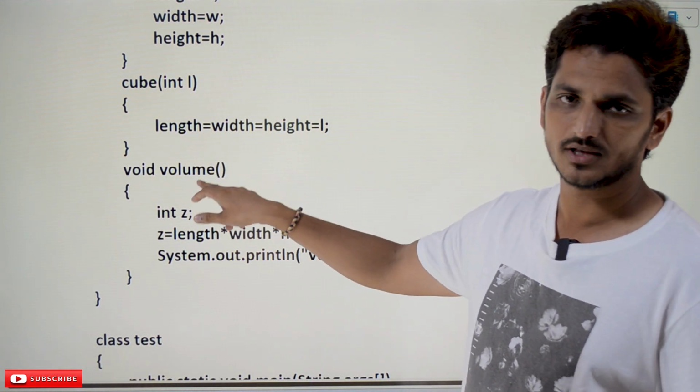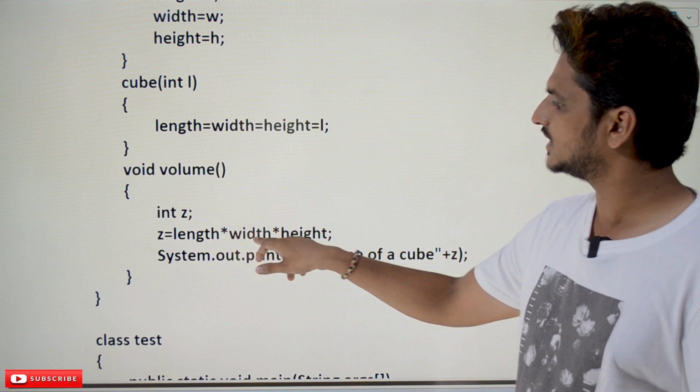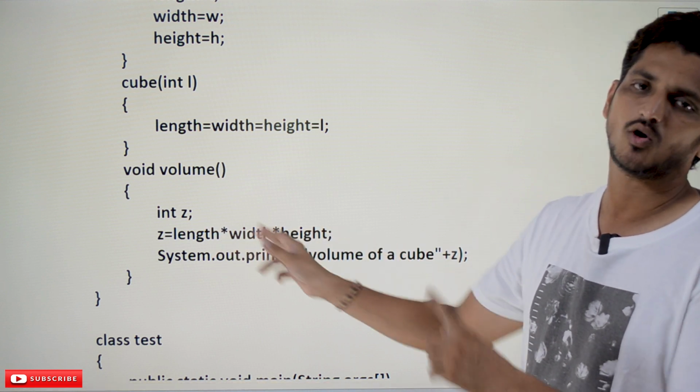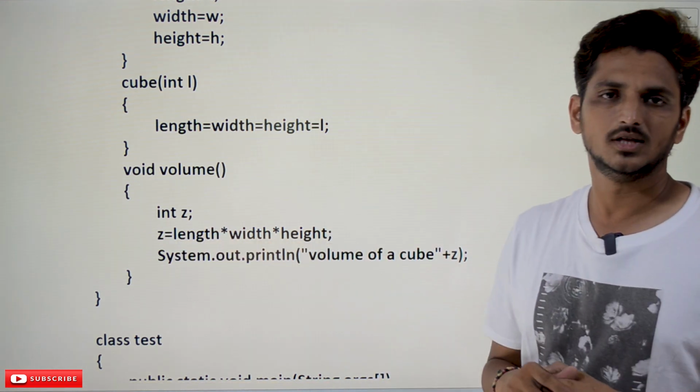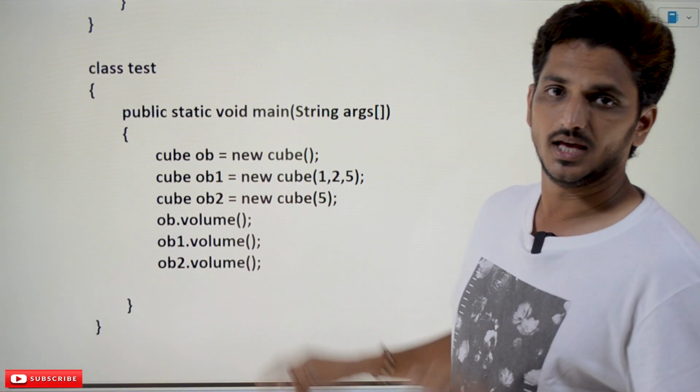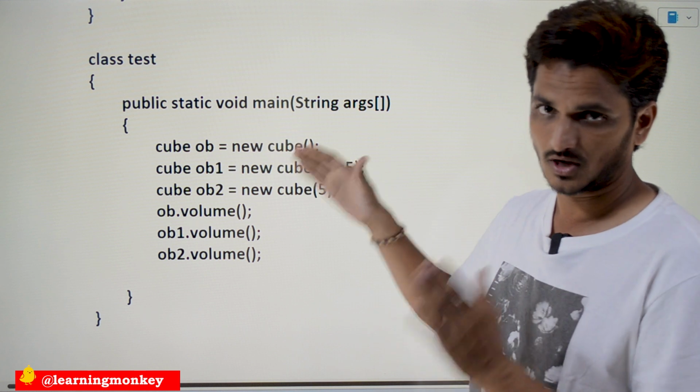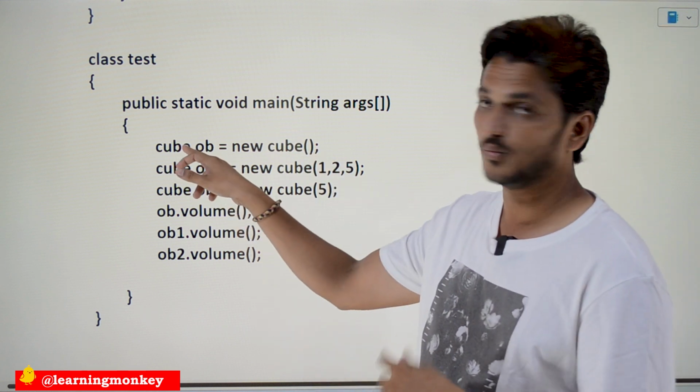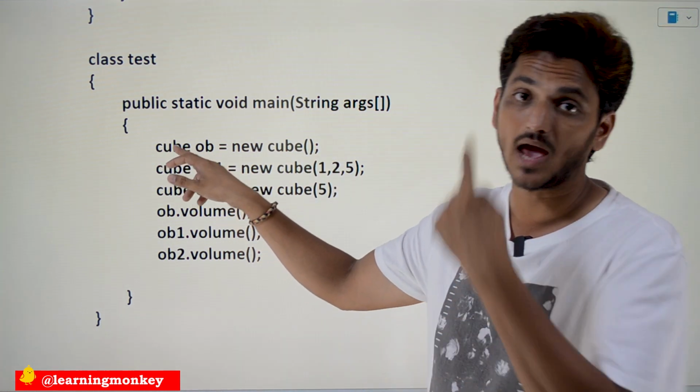What is volumeOf doing? It is going to identify length multiplied by width multiplied by height and the volume is displayed. So this is our class. Now coming to the next class, class Test. In this we are having the main method. Now we need to understand Cube. We are defining an object for the above class.